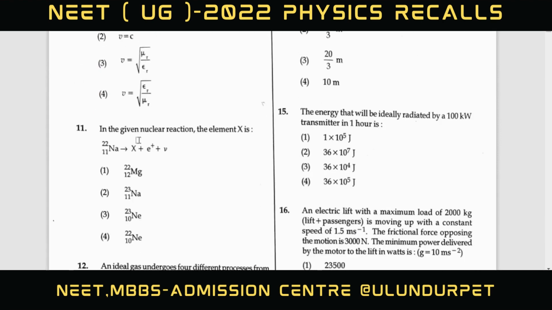11th question: in the given nuclear reaction the element X is: 22Na11 tends to X plus electron plus nu. The answer is option 4.